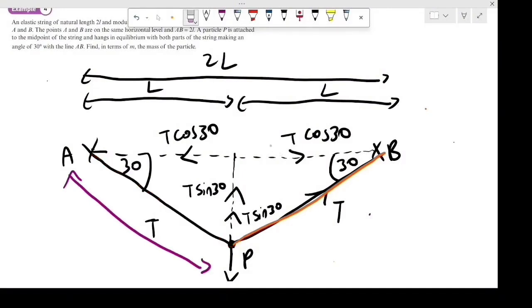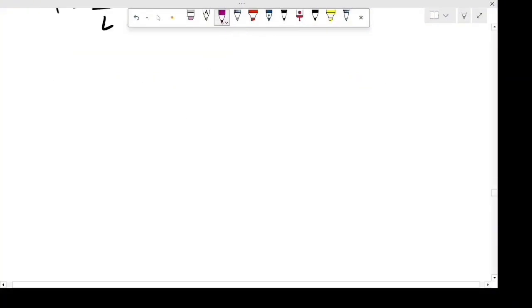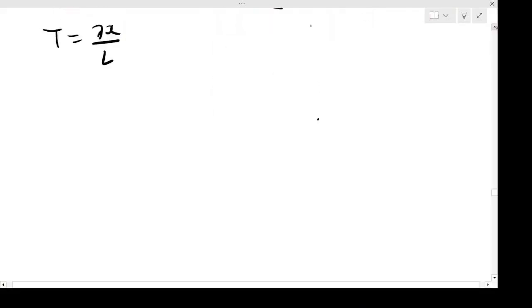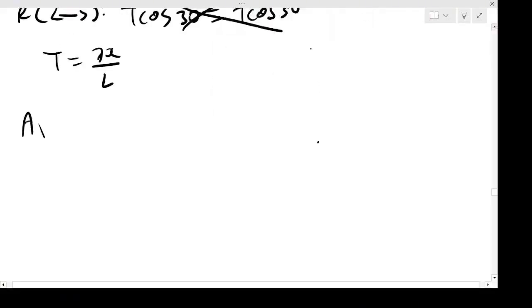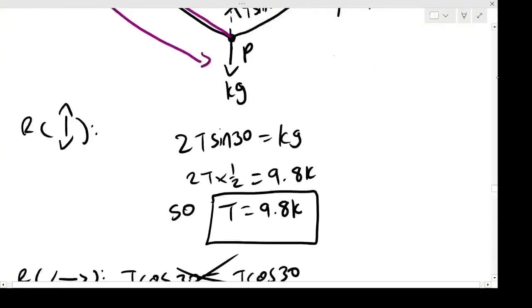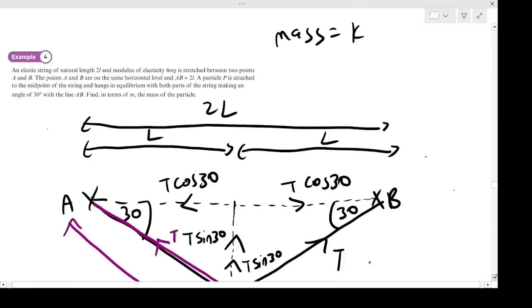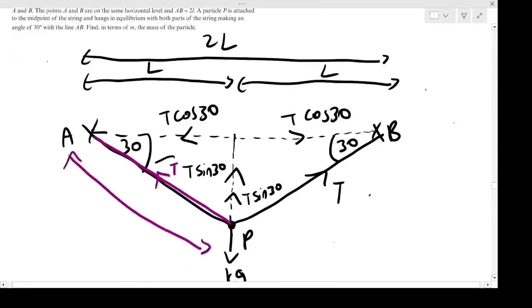So let's just consider this part here, right? I'm only going to apply Hooke's law to the string A to P. So A to P. Again, for A to P, I have my tension force T.